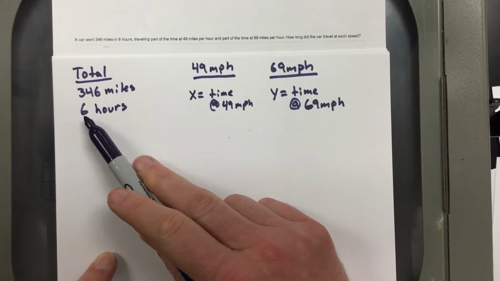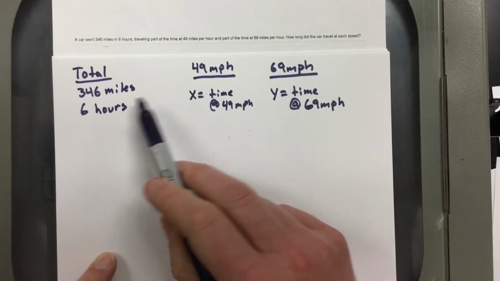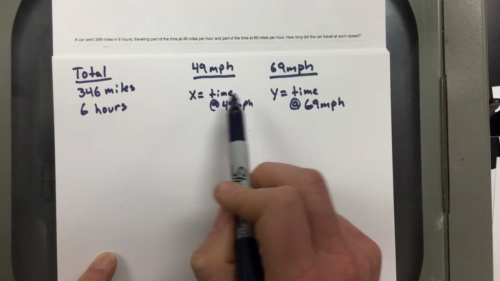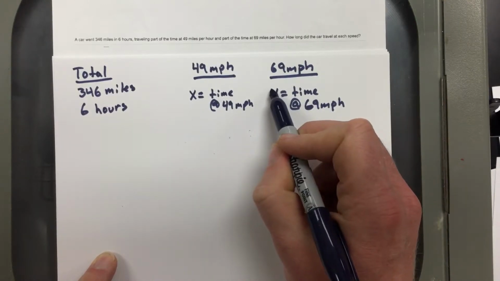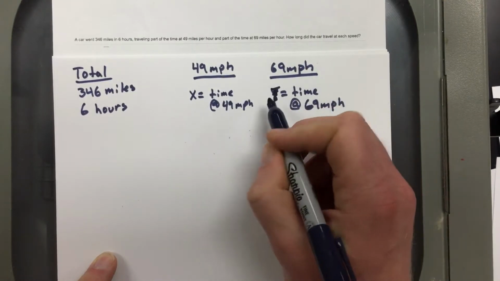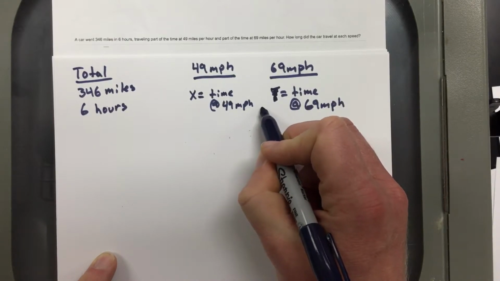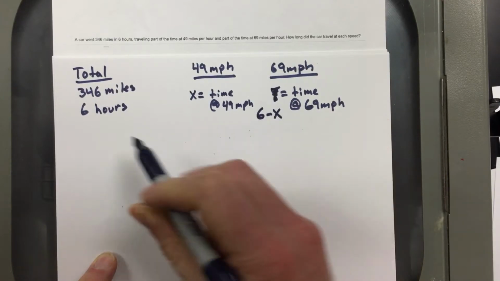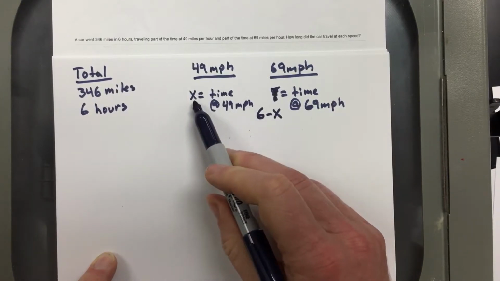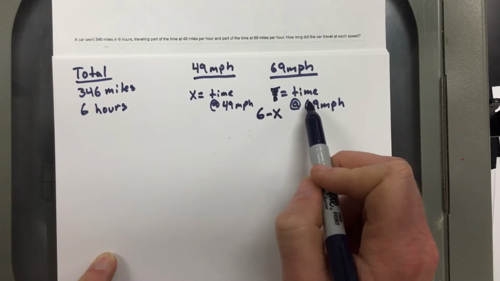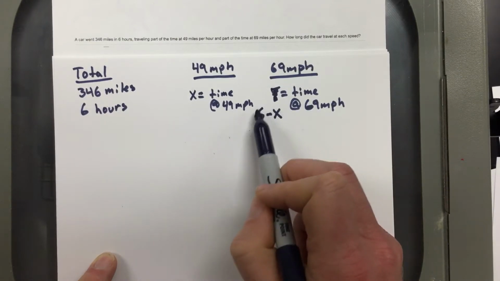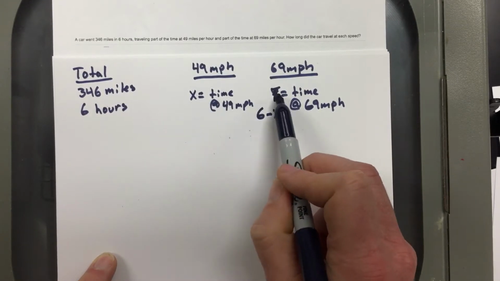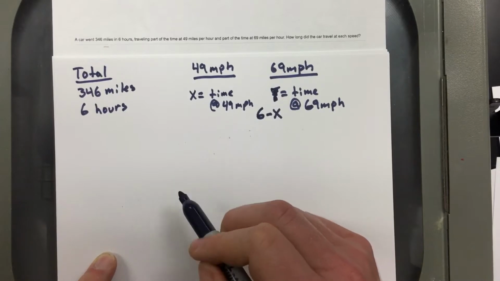Each time I'm taking 6 minus 2 to give me the 4, then 6 minus 3 to give me 3, 6 minus 4 to give me the 2, and then 6 minus 5 to give me the 1. So really, instead of saying y equals, I want to say that this is really the total time minus x. Total time minus the time at 49 miles per hour is going to give me the time at 69 miles per hour. So now I have an expression written in terms of x. Now I have two different expressions with x. I can actually write an equation from that.